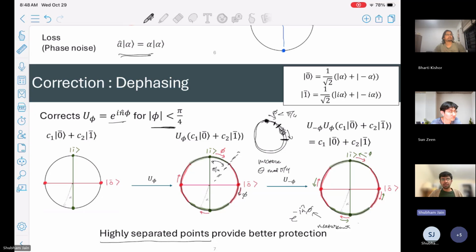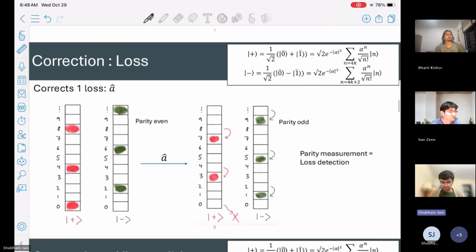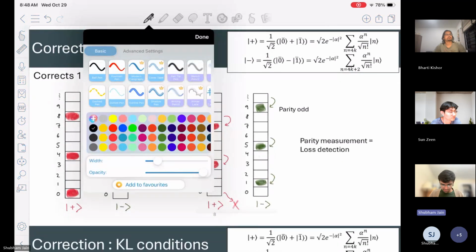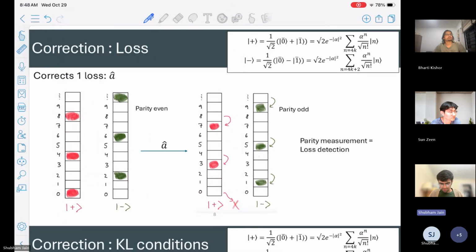Okay, next we can talk about the loss errors. This works in a similar way to the binomial codes, where if you take your cat codes, which were the 0 and 1 states, and you just change the basis, as in like this. If you imagine this as the computational basis states, then you just take a superposition and you choose another basis for the logical states, this plus and minus basis.